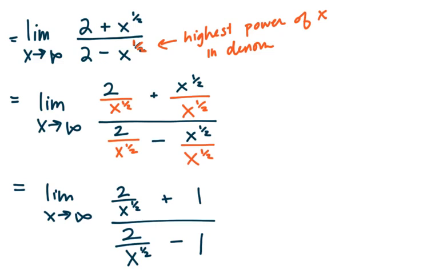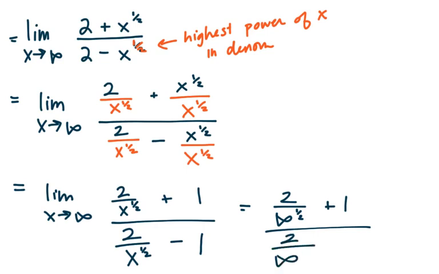And so if I look at taking infinity and square rooting it and then saying 2 divided by that value, that's still going to be infinitely large. So if we try to evaluate this by plugging infinity in, we would say 2 over infinity to the 1/2 plus 1, over 2 over infinity to the 1/2 minus 1. Both of those 2 divided by infinities go to 0. So I end up with +1 over -1, which is -1.